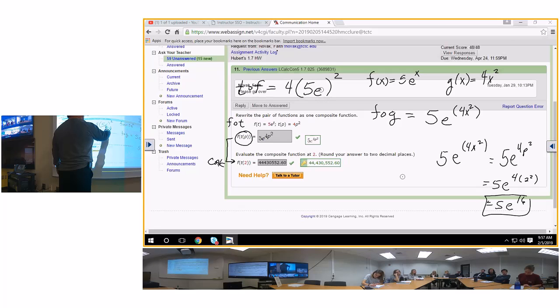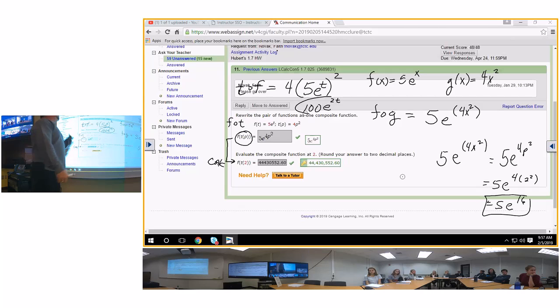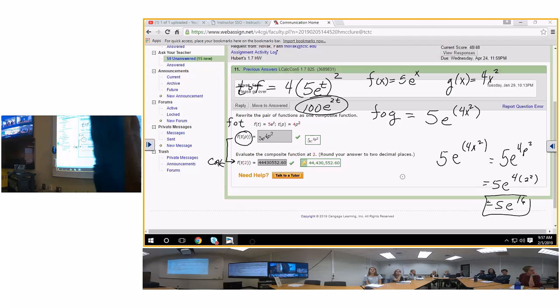5e to the x. And then use your power rule, but be careful here because not only is the e to the x raised to the second power, what else is? 25, right? 25 times 4 is what? 100. And e to the what? So G composed of F would be that.